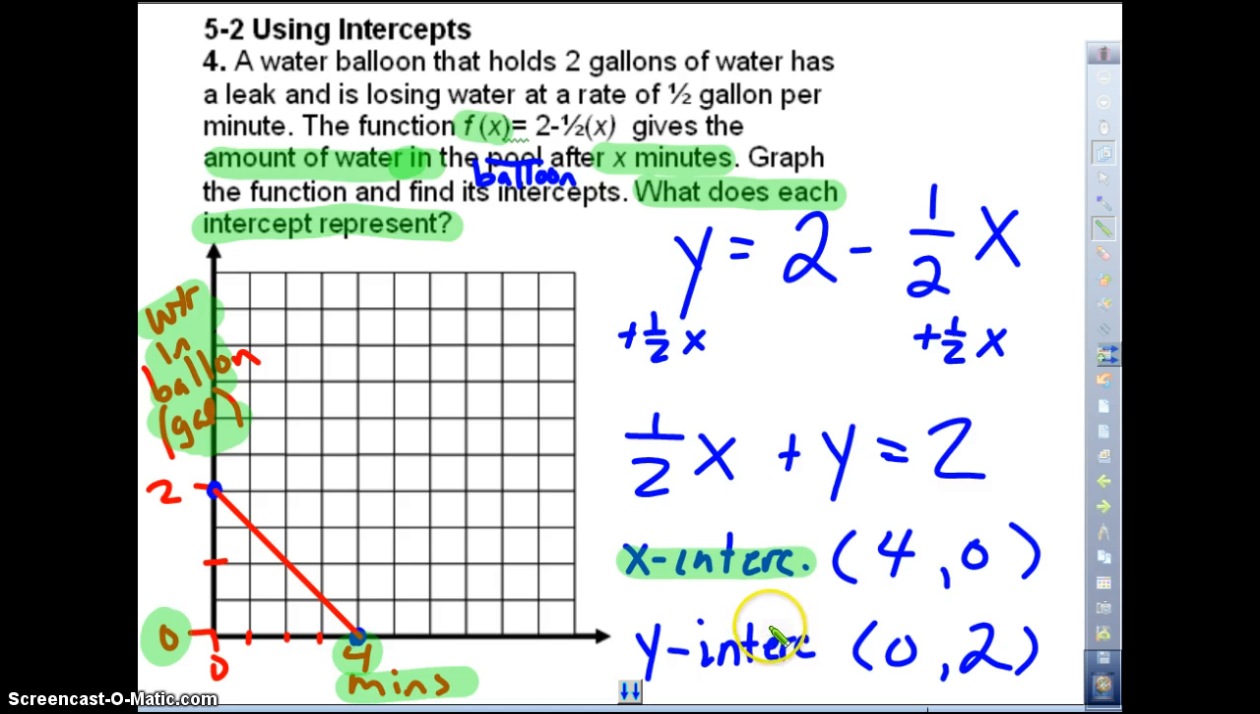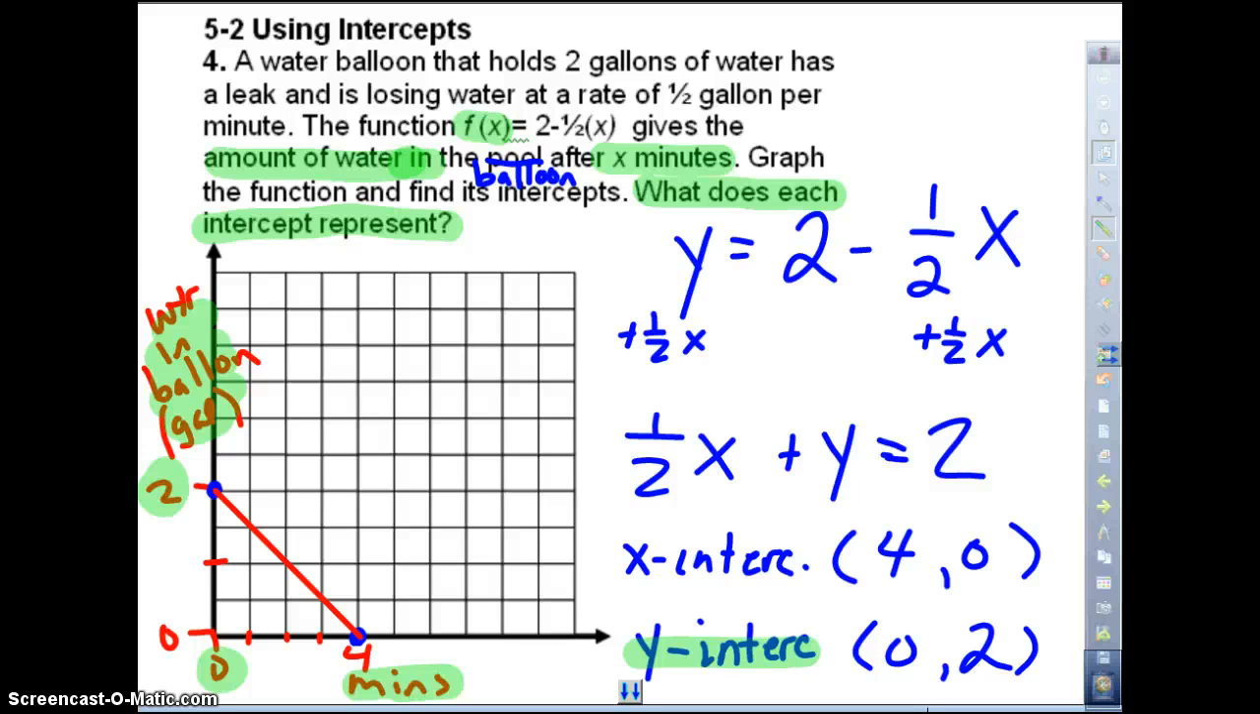Did you hear what she said? She says it takes 4 minutes to drain the 2 gallons out of that balloon. Yeah, that's correct. Let's talk about our Y-intercept. In the Y-intercept, you need to pull this number together with this number and this unit together with this unit, or those two labels. What's the meaning of my Y-intercept?